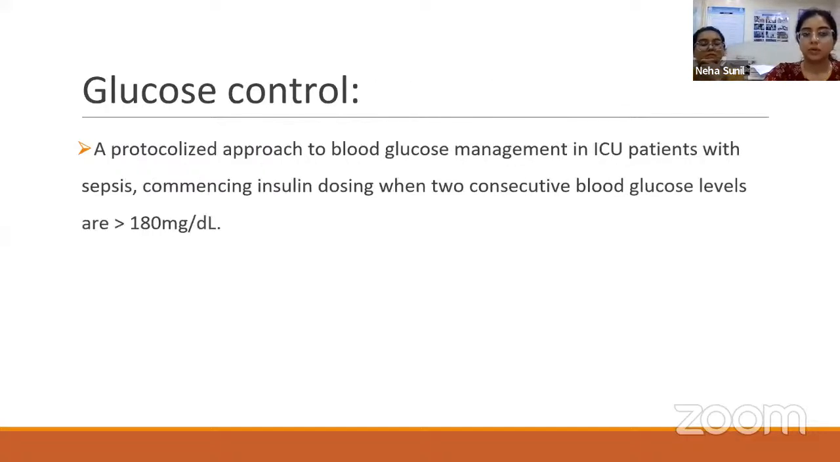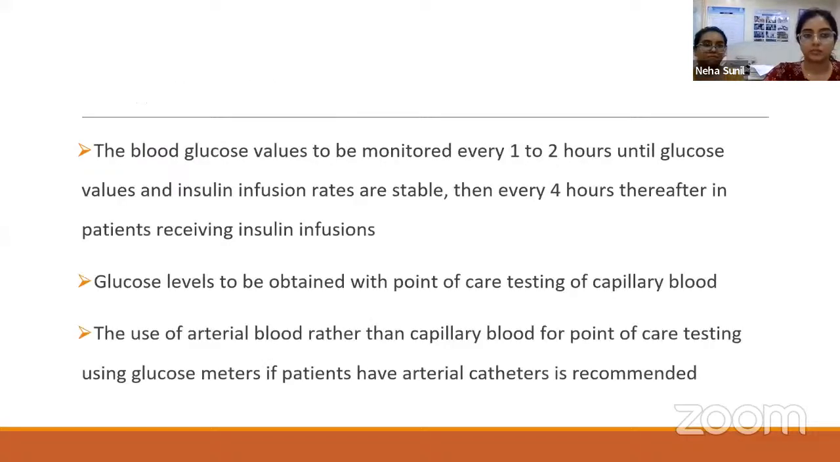Glucose control. We have to maintain a glucose level of between 140 to 180. If it is more than 180 milligrams per dL on 2 consecutive blood glucose levels, then we start an insulin infusion. The blood glucose value is to be monitored every 1 to 2 hours until glucose values and insulin infusion rates are stable, then every 4 hours thereafter in patients receiving insulin infusion. Glucose levels to be obtained with point-of-care testing of capillary blood. But if we have arterial catheter access, then we can collect blood from there.